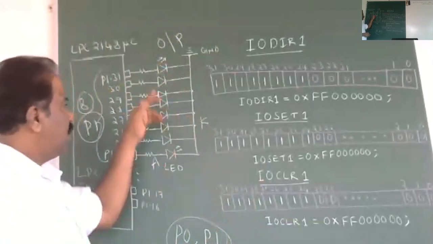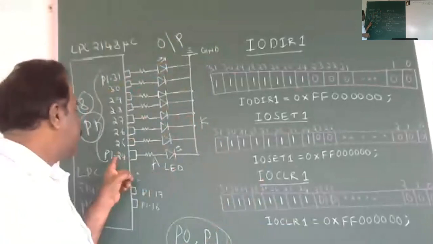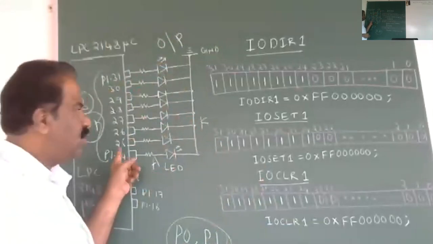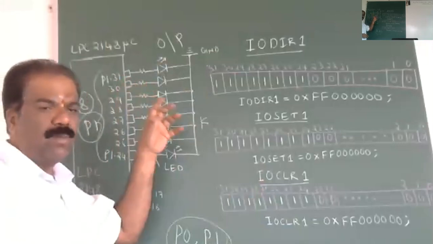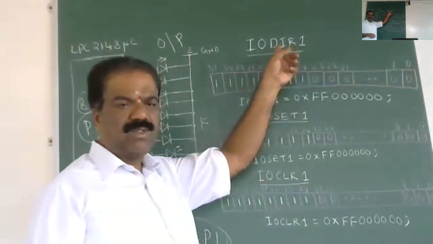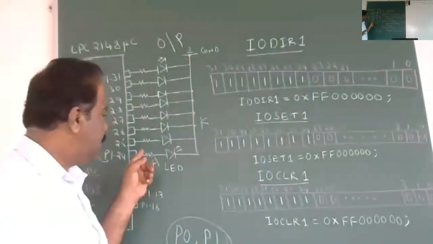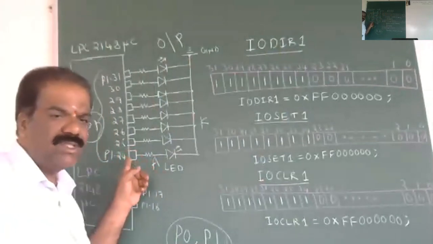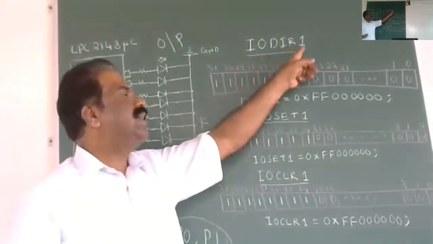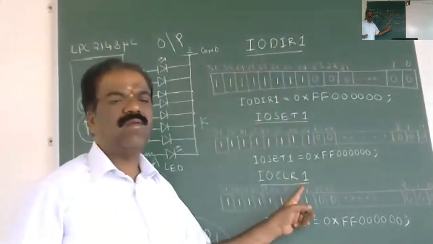Okay. Therefore, according to this hardware, we have to configure starting from P1.24. P1 stands for port 1, 24 to 31 as output. Let's say I have to go for IO direction 1. Suppose if it is P0, IO direction 0. Here in this hardware, I am using P1. Therefore, we have to go for IO DIR1, IO set 1, then IO clear 1.